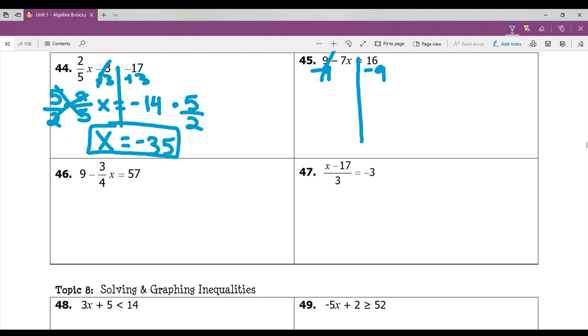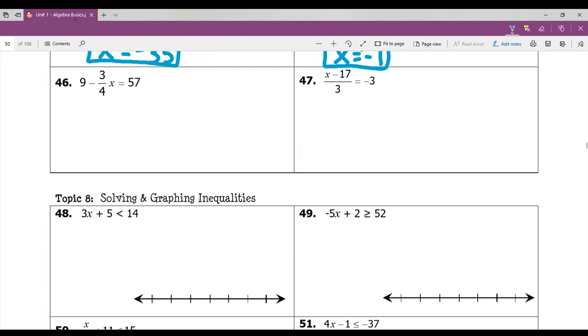Forgot my line. Negative 7x equals 7. Sorry, had a brain fart for a second. Divide by negative 7. X equals negative 1. There we go. Alrighty.